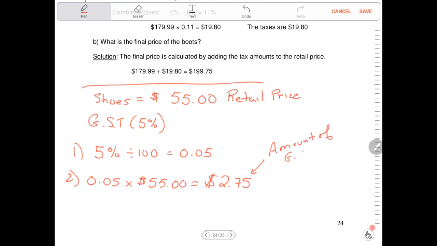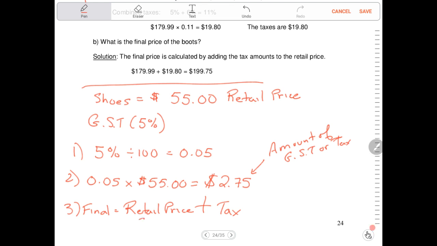So this right here is the amount of GST, or tax. Now taxes get added. So if you want your final price, you have to take your retail price and add it to your tax amount.